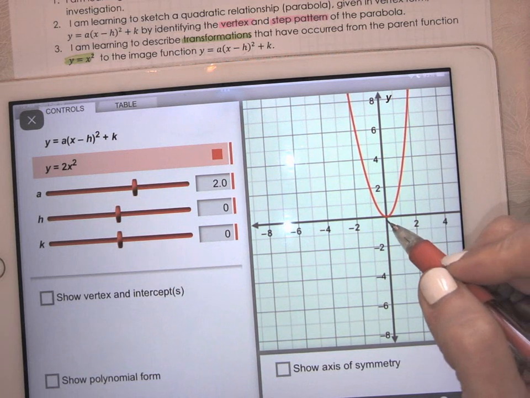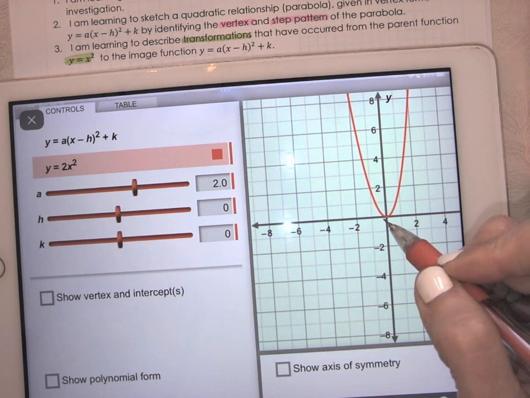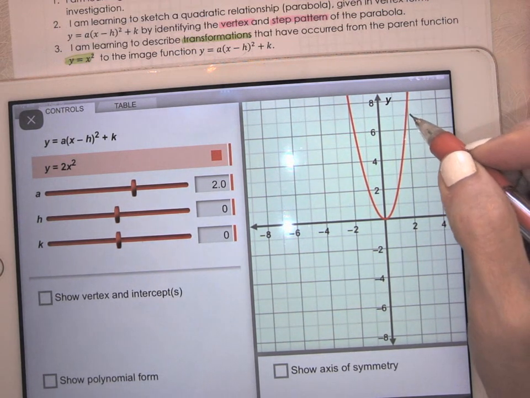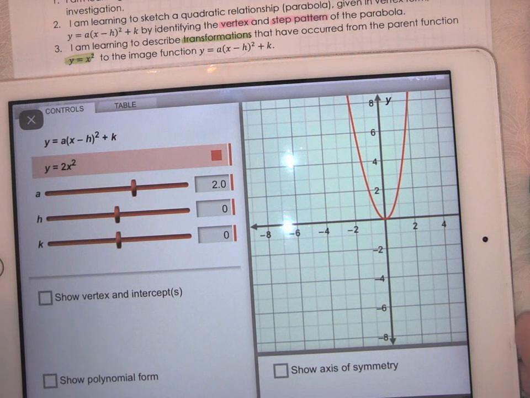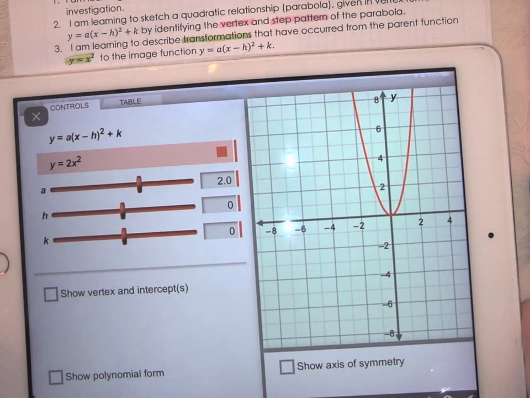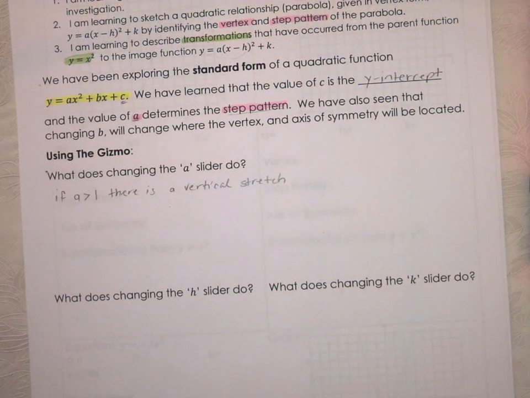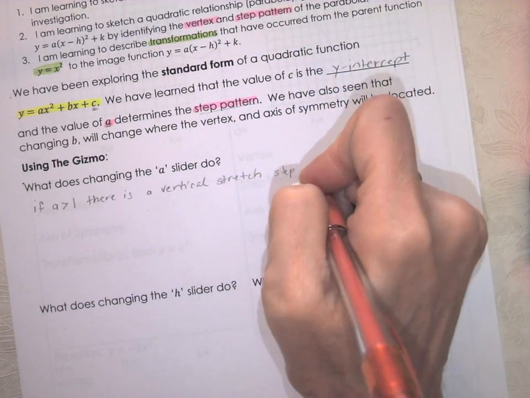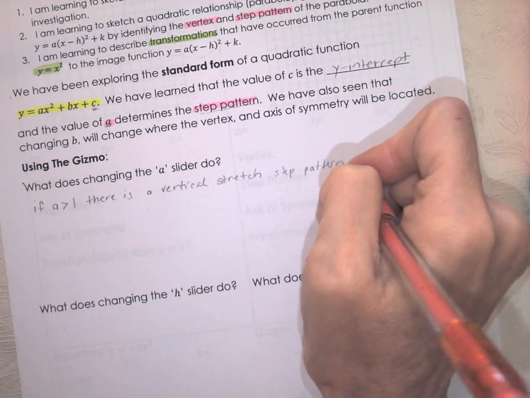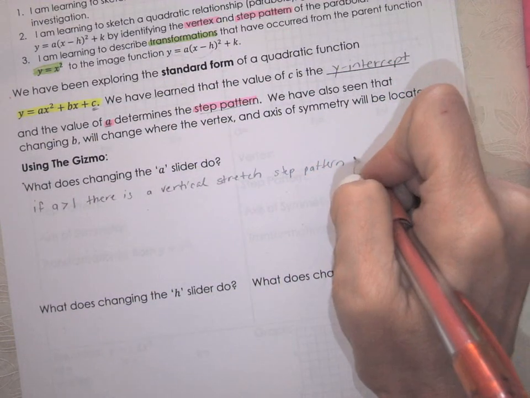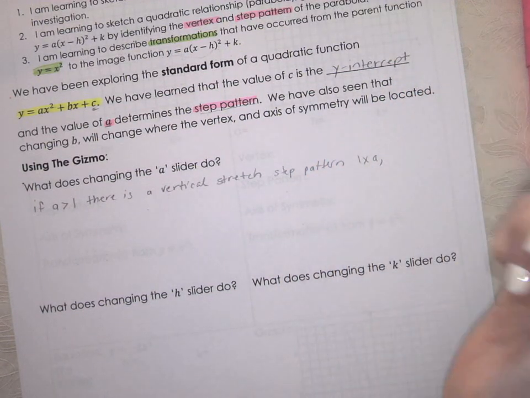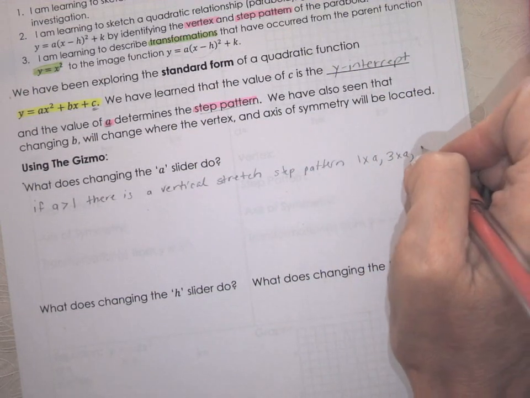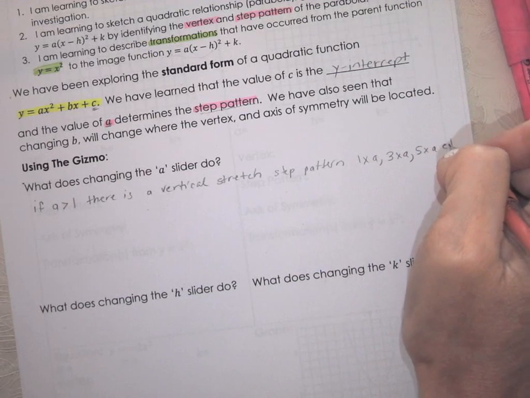And our step pattern would be over 1 up 2, and then over 1 up 1, 2, 3, 4, 5, 6. So it's that 1, 3, 5, but the A multiplies it. Okay? Vertical stretch. And our step pattern becomes 1 times A, up 1 times A, up 3 times A, up 5 times A, etc.